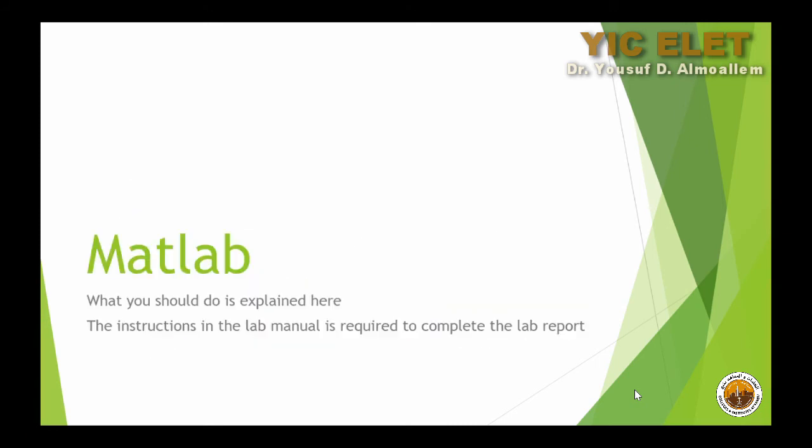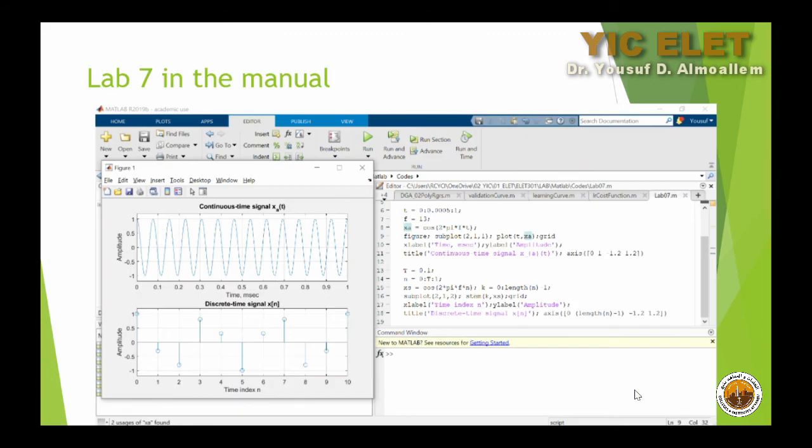Okay, so in the Matlab, what you need to do is the following. In this presentation, there are some additional tasks that you have to do on top of the lab manual. So follow the instructions in the lab manual to complete the lab report and do the additional part as mentioned in this presentation. If you do the lab manual from the first few steps, you will get a somewhat similar shape to what you can see over here.